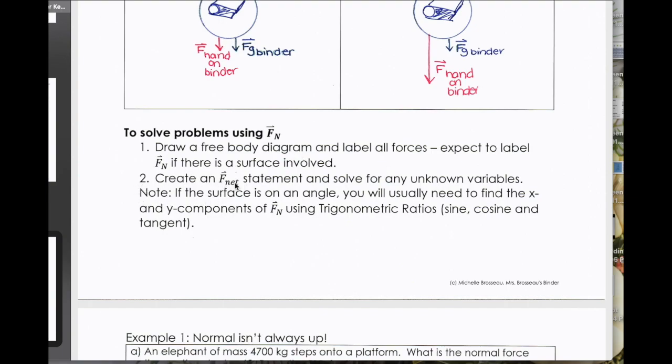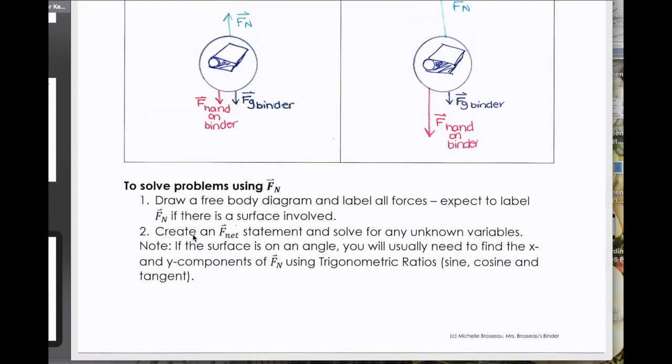Number 2, create a net force statement and solve for any unknown variables. Remember that the net force statement is the net force equals m times a, mass times acceleration. So for example, the net force for this problem here would be the F of your hand, the F of G, and the F of N. All of these together would equal the mass times acceleration. And for the most part, the acceleration is going to be 0, so we would set them all equal to 0.